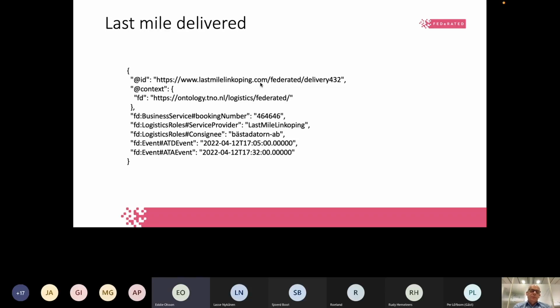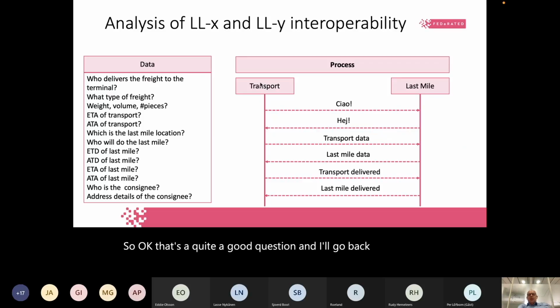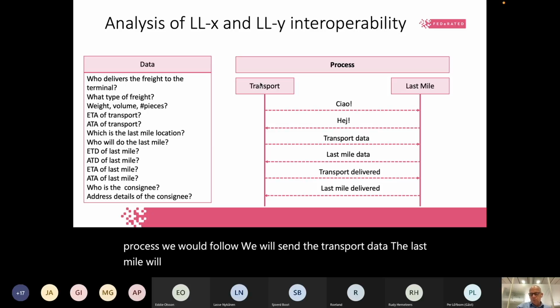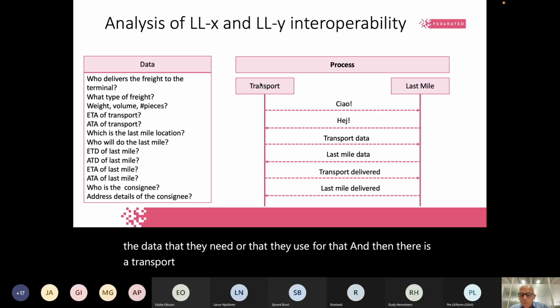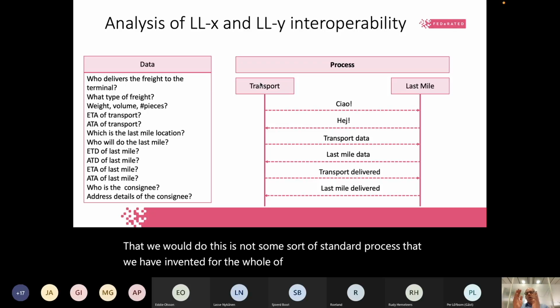Well, for an actual, it wouldn't make sense, of course, but okay, that's quite a good question, and I'll go back to the process here, right? So we agreed between the living labs on the process we would follow: we will send the transport data. The last mile will confirm that they can actually provide that service with the data that they will use for that. And then there is a transport delivered and a last mile delivered exchange of messages as well. So we agreed that we would do this. This is not some sort of standard process that we have invented for the whole of FEDeRATED. This is just two living labs that decided that this is how they want to exchange data.